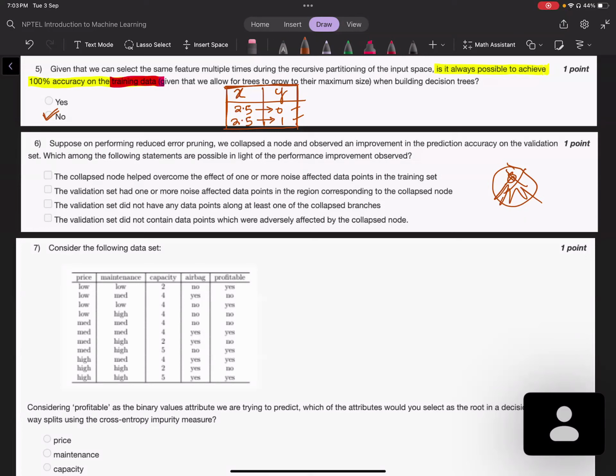So this type of error is usually removed during pruning. So option A says that maybe the point that we removed was noisy data, and since we removed that, the accuracy has improved. So the collapsed node helped overcome the effect of one or more noise affected data points is true, because there might be some error. Right?